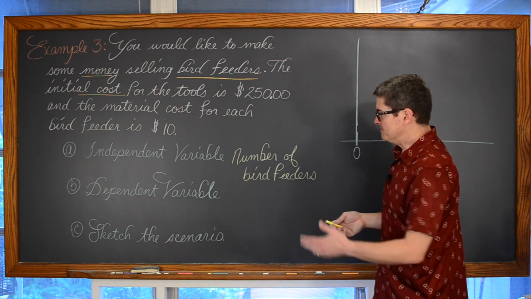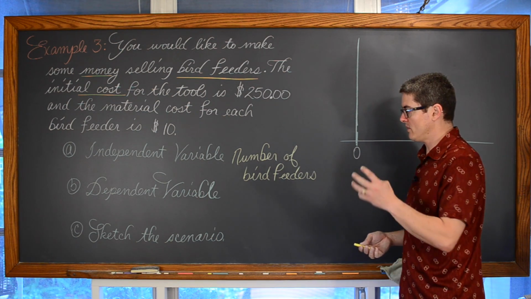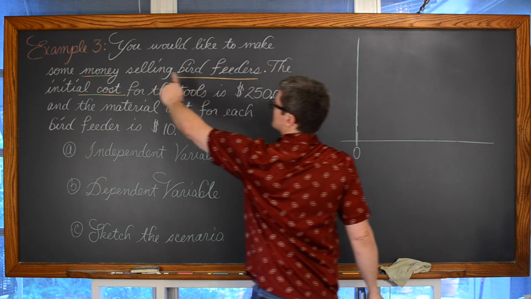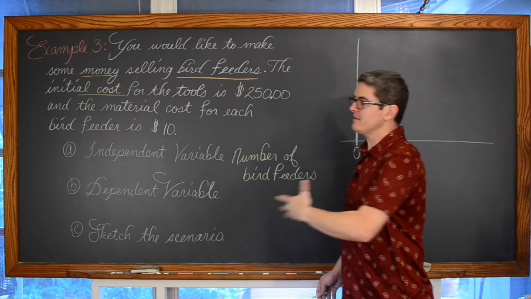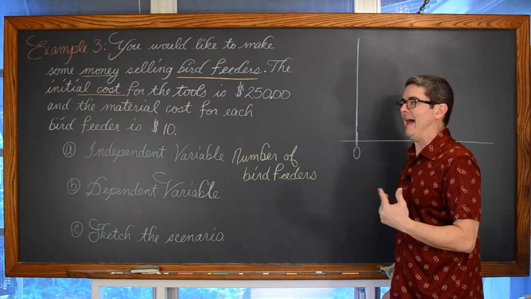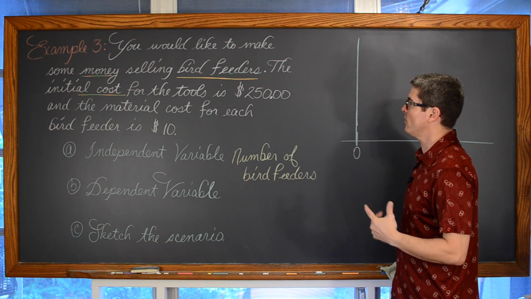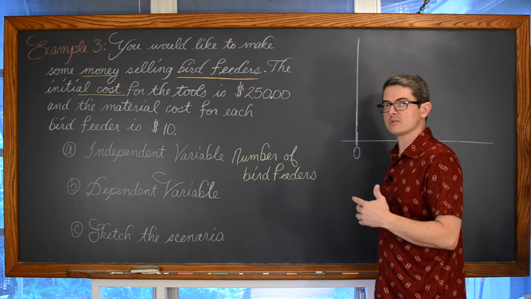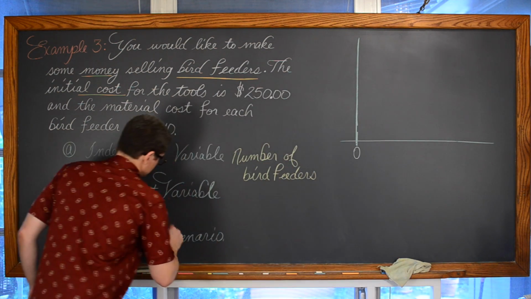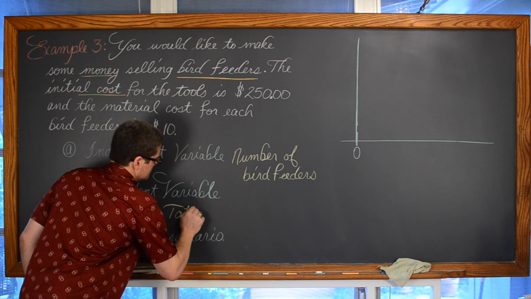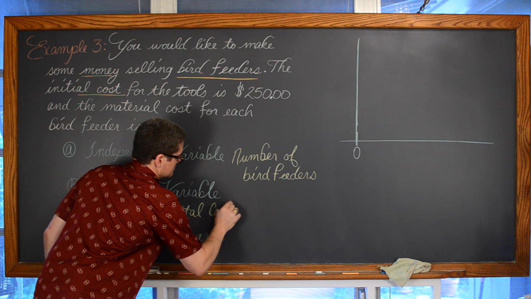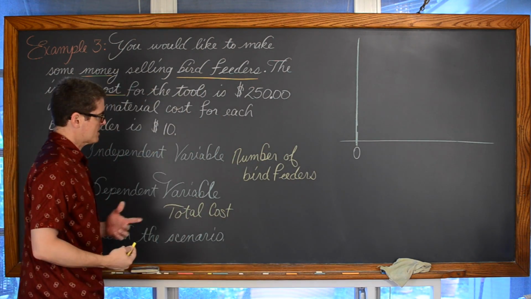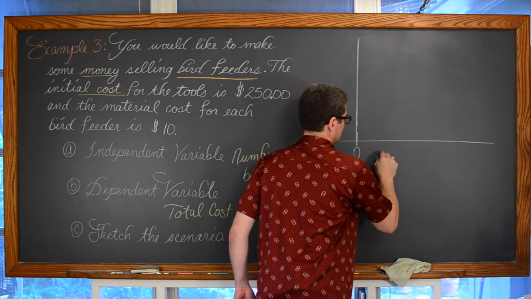And the dependent variable then, well, the number of bird feeders. Well, I'm talking about I want to make some money, but there's nothing in this scenario that describes how much you're going to sell each bird feeder for. It's just how much it's costing. So the dependent variable is the total cost. Okay, so we have our independent variable on the x-axis, so number of bird feeders.